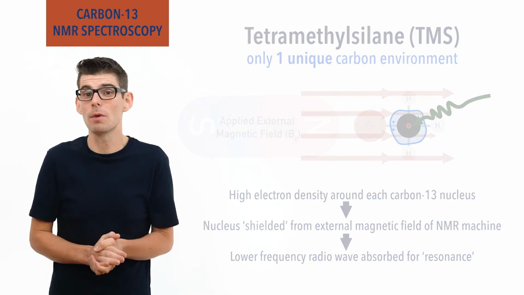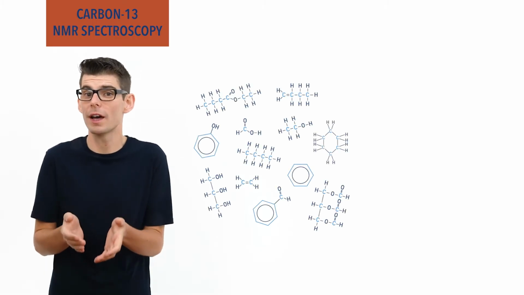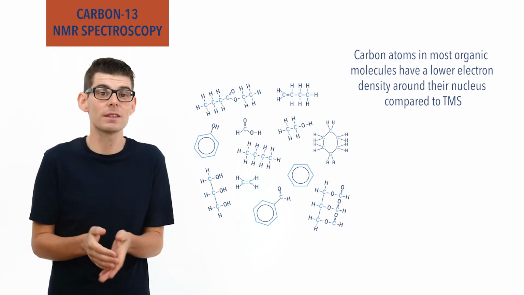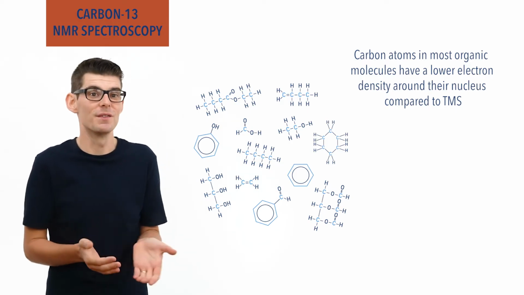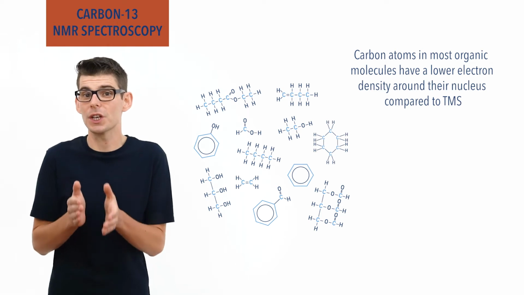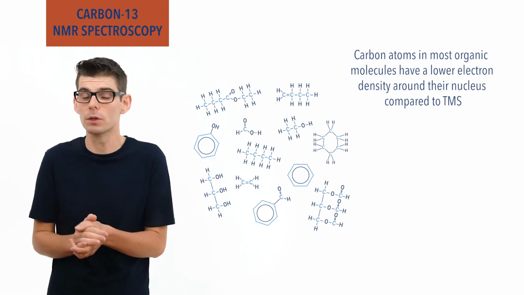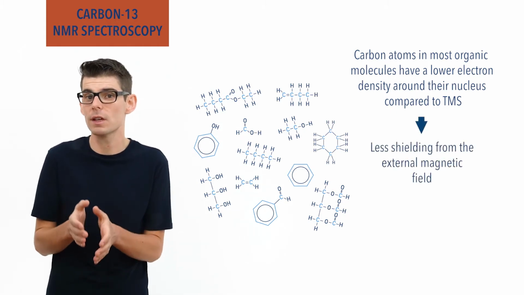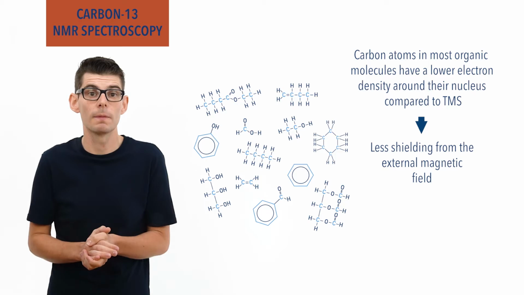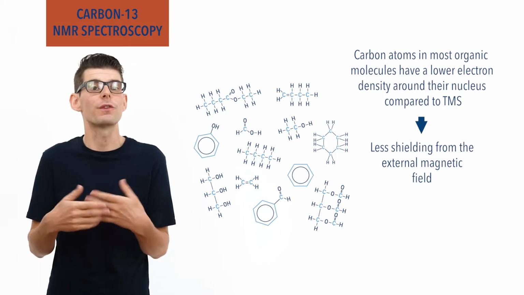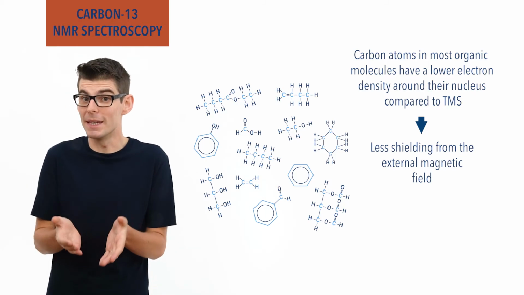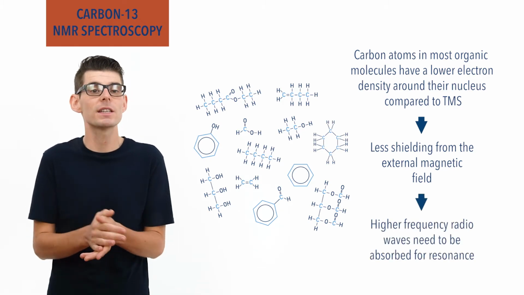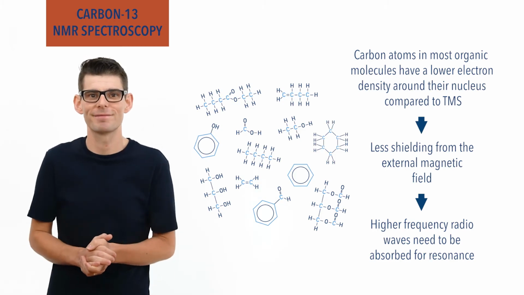In all other organic molecules, carbon won't have such a high electron density around it, as it's rare for carbon to be bonded to other atoms with a lower electronegativity than itself. As a result, a carbon nucleus in an organic molecule has less shielding around it, meaning it experiences more of the external magnetic field during NMR, making it slightly harder to flip the spin of the nucleus, meaning higher energy radio waves of a higher frequency are needed compared to the carbon atoms in TMS.